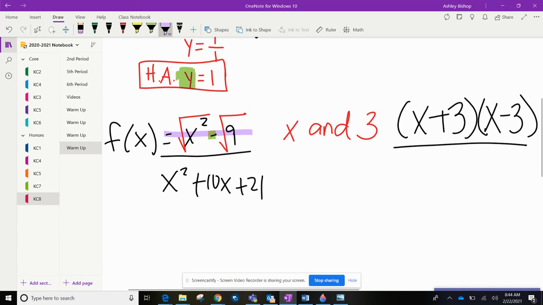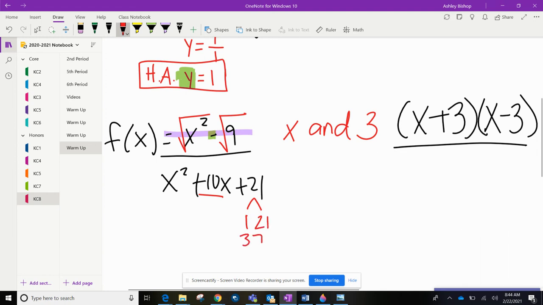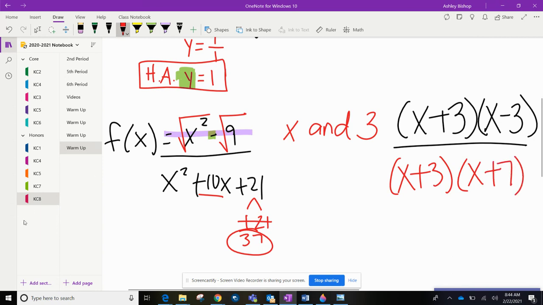I factored the top. And now I need to factor the bottom. I want to find the factors of 21 that add to 10. If I find the factors of 21, it's actually 1 and 21 and 3 and 7. I hope you agree with me that 3 plus 7 would give me 10. So x plus 3 and x plus 7. I'm not done. You have to watch one more video, one last video.